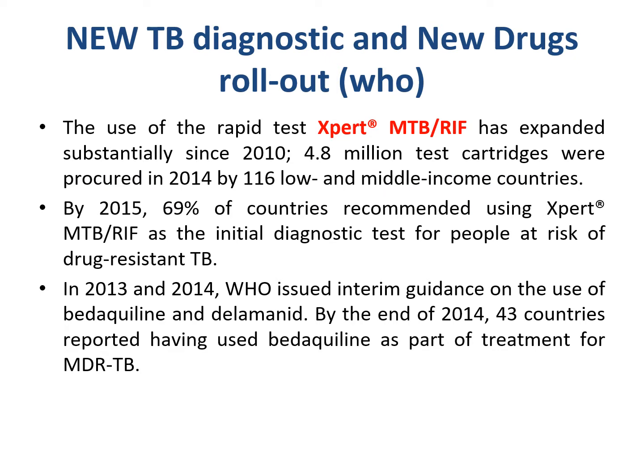The use of the rapid test Xpert MTB/RIF has expanded substantially since 2010. Between 4 and 8 million test cartridges were produced in 2014 by 116 low and middle income countries. By 2015, 69% of countries recommended using Xpert MTB/RIF as the initial diagnostic test for people at risk of drug-resistant TB.